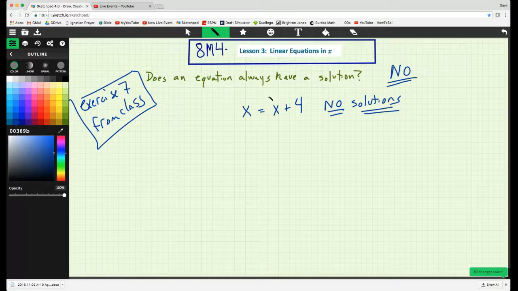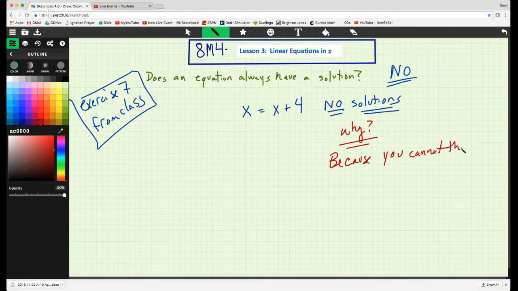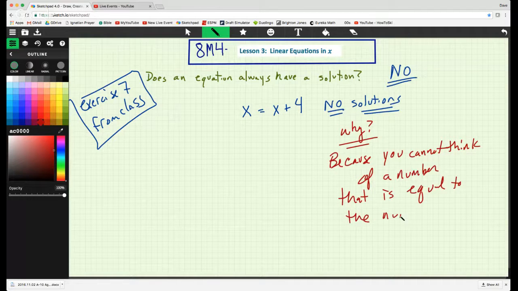And that's because you cannot think of a number. And why is this? Because you cannot think of a number that is equal to the number plus 4.